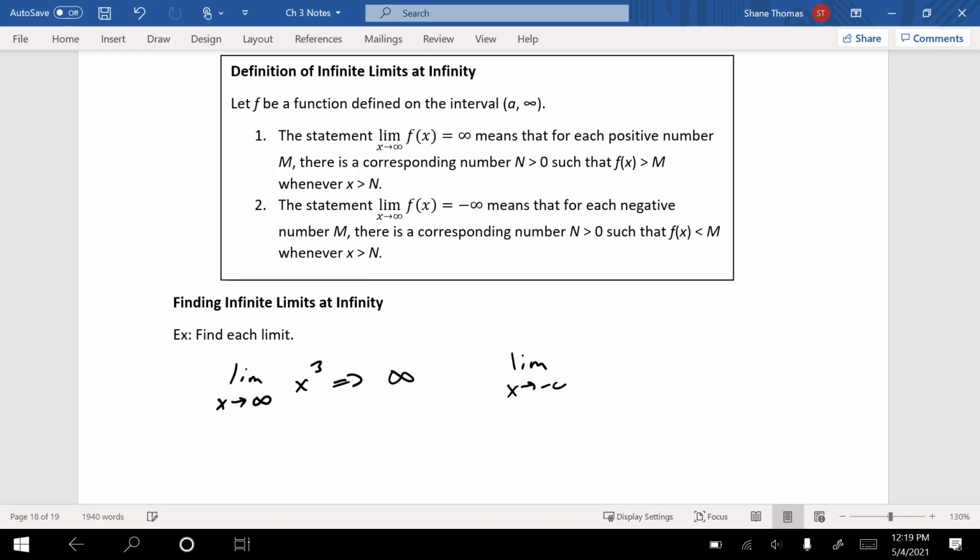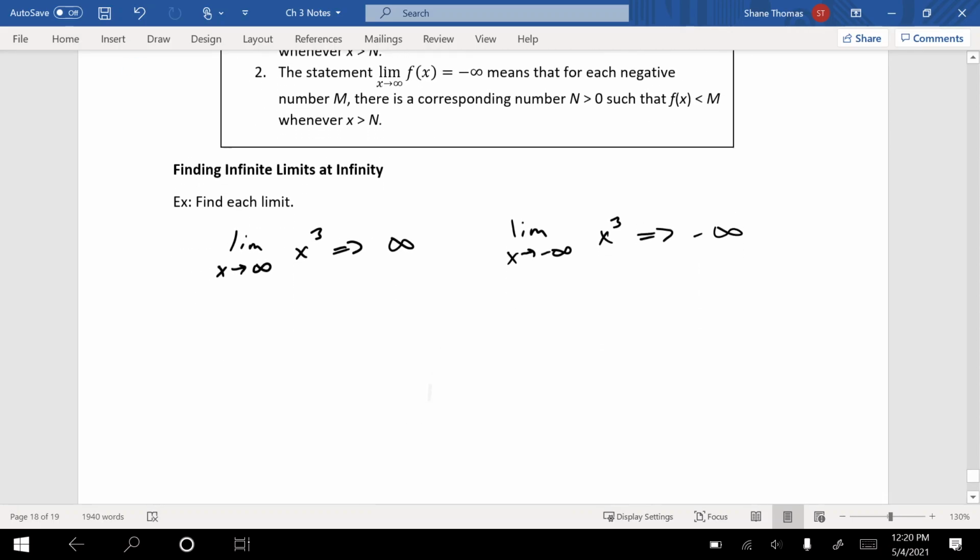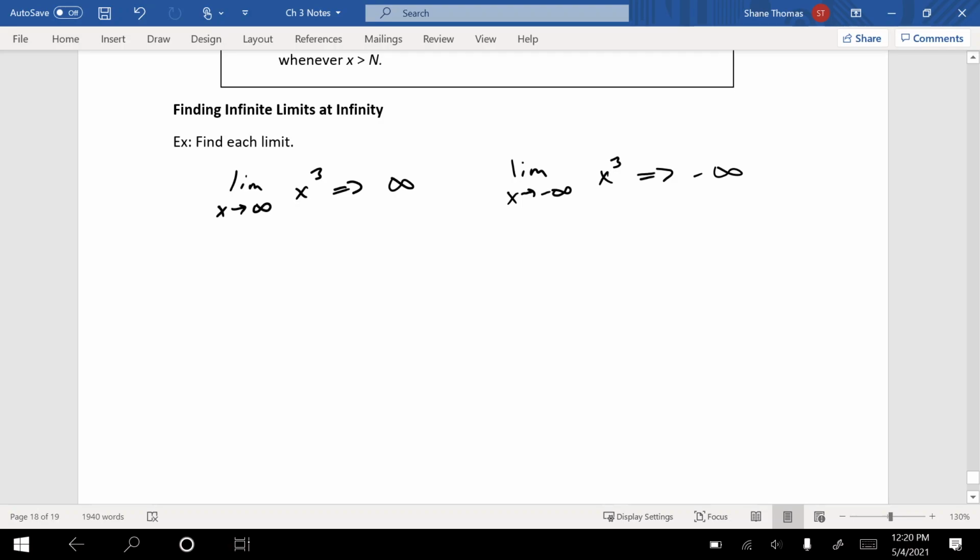All right, and then the same aspect, if I have the limit of x as it approaches negative infinity of the same thing, x to the third, what's it going to do? It's going toward negative infinity, right? So these are just infinite limits at infinity, just kind of talking about what happens to it, what they look like.